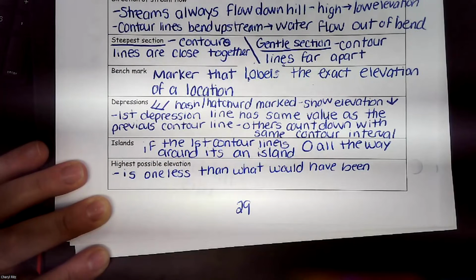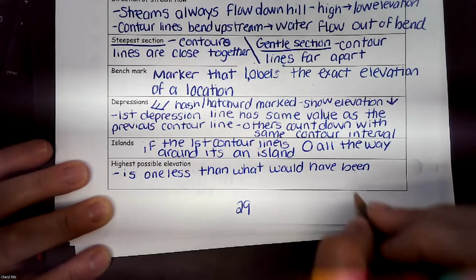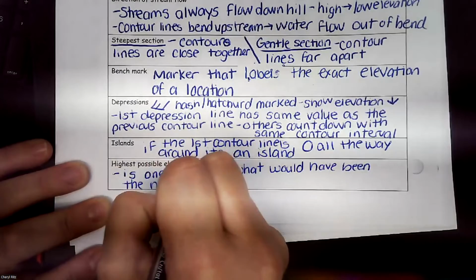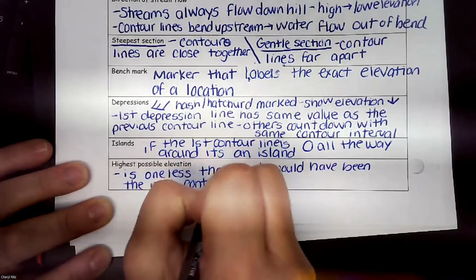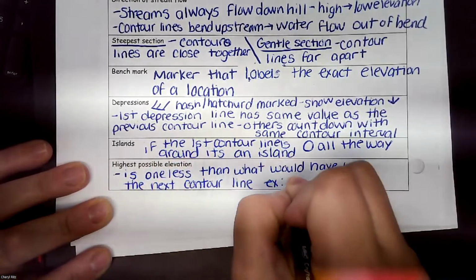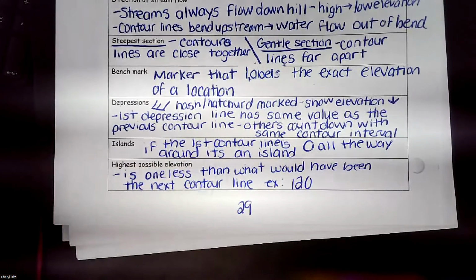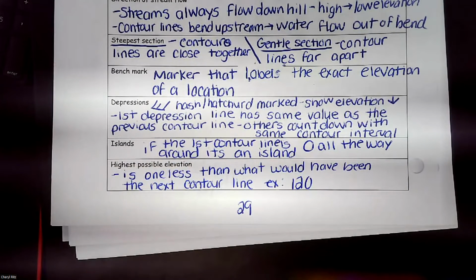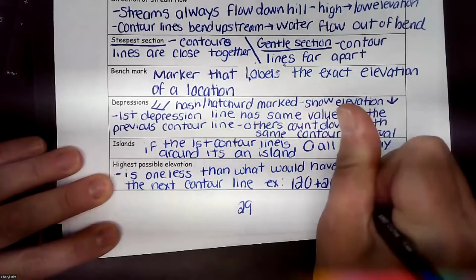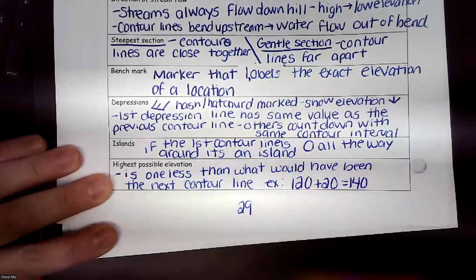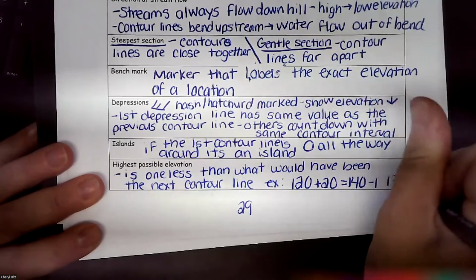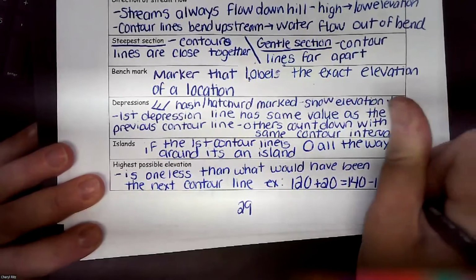So one less than what would have been the next contour line. For example, on this one, the last line was 120. The next line would have been 140. So you just subtract 1 from that. So 139 meters.